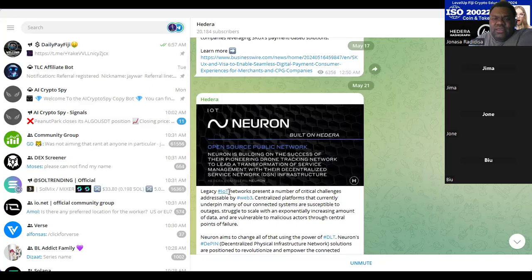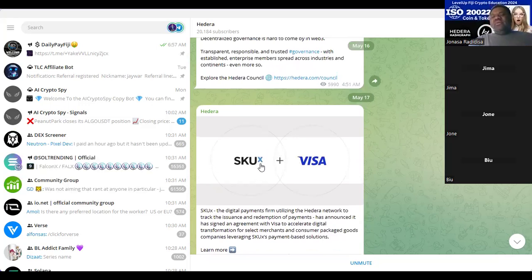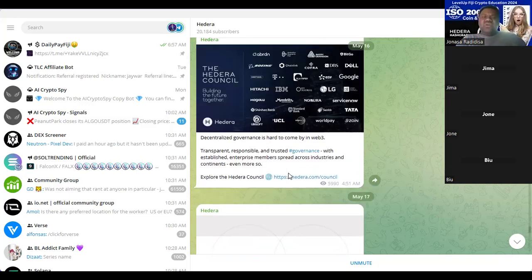Okay, here, the legendary IOTA, or IoT network, presents numbers. They are coming in as partners. We have a partner here, Skull, plus Visa is now a partner with the Hedera network as well.